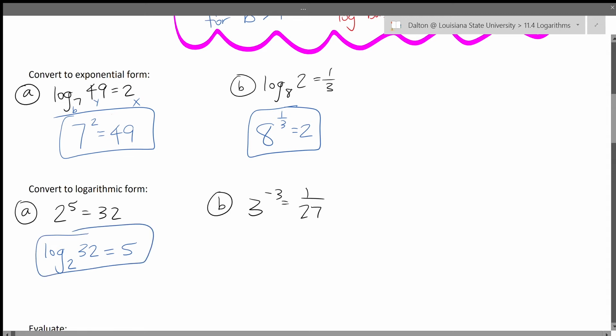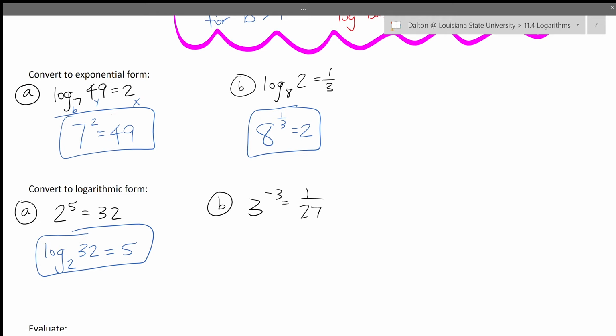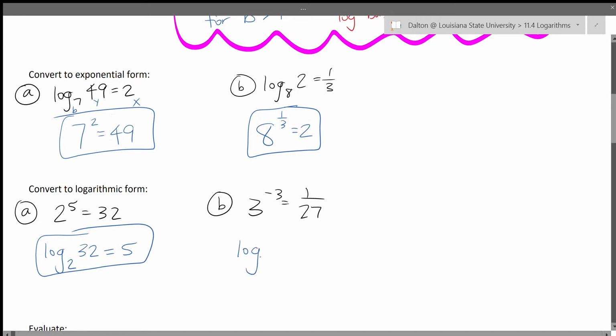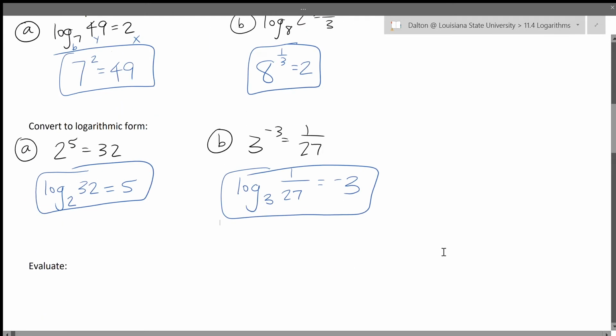Part B, 3 to the negative 3rd power is 1/27. Again, start with your base. This is going to be log base 3 of 1/27 is equal to negative 3. Any questions on converting?